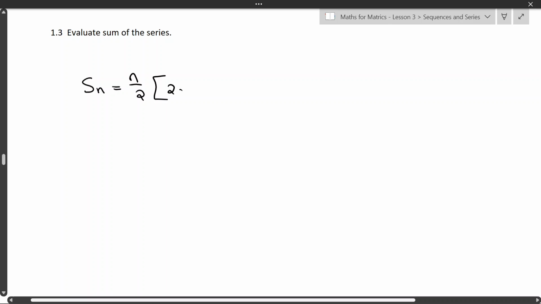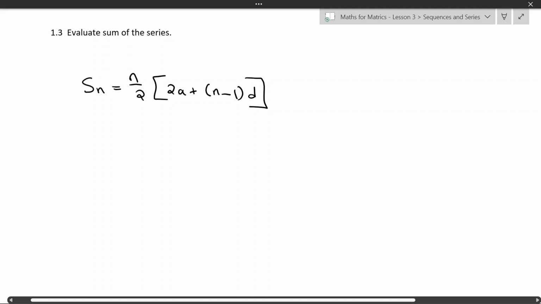(1.3) Evaluate the sum of the series. In order for us to evaluate the sum of the series, we have to use the arithmetic series formula, Sn is equal to n divided by 2 times [2a plus (n minus 1) in brackets times d], all in square brackets. n is 32, a is minus 2, and d is 4. So let's go ahead and substitute them into the formula.